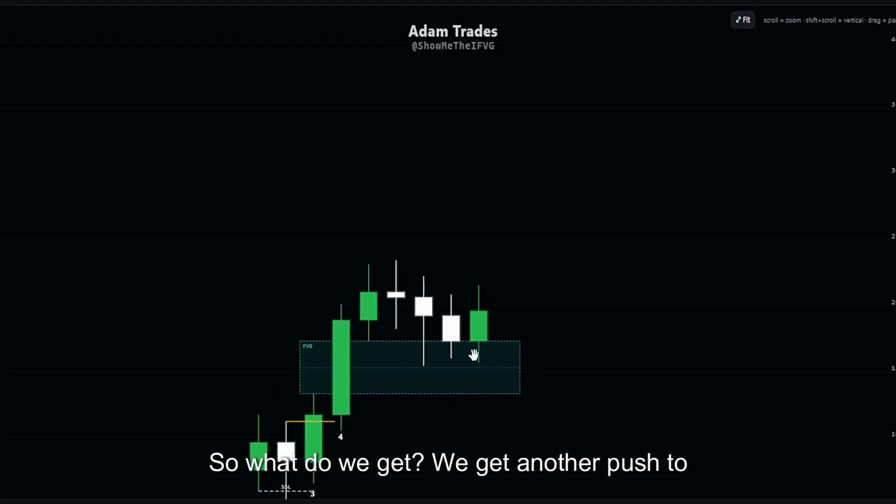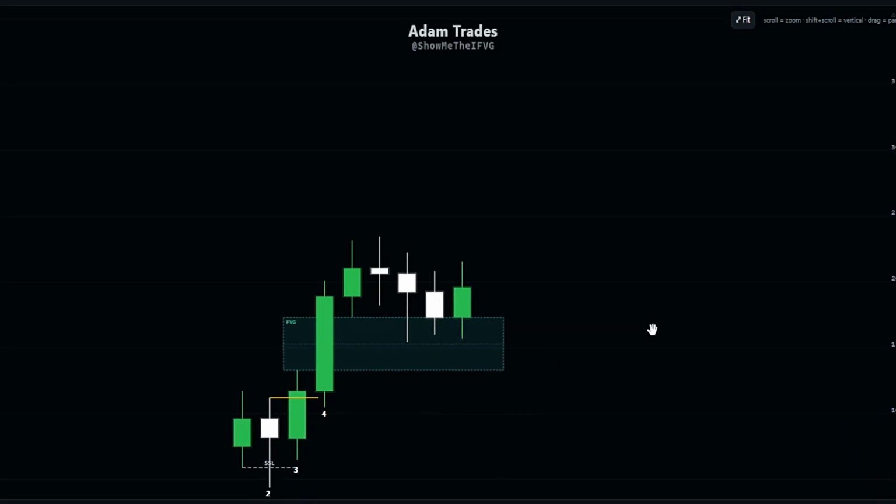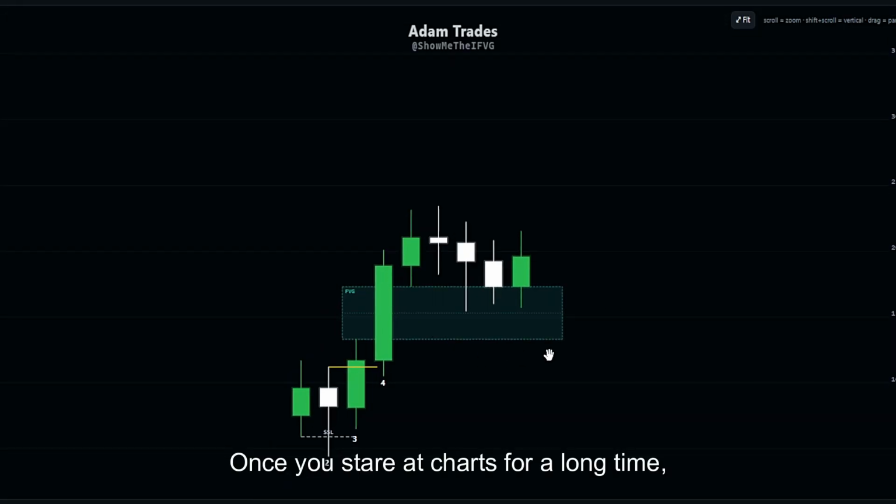Okay, so what do we get? We get another push to this fair value gap and another rejection. Do we close above this candle's high? No, we do not. We swept it, and then we came back within range. Once you stare at charts for a long time, you would be expecting the following candle to be bullish here. But based off of what I am teaching you in the simple rule of did this candle close above or below the previous candles, the answer is no. So we are waiting.